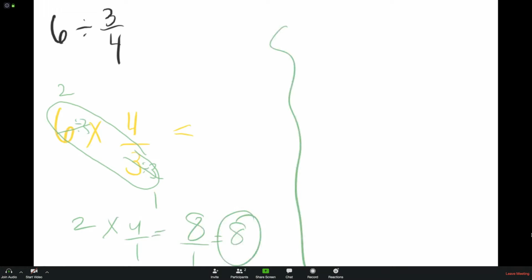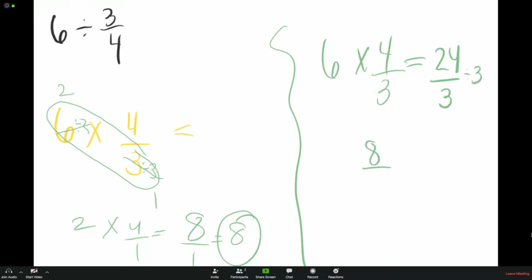or 6 times 4 over 3. You can simplify at the end. So 6 times 4 is 24, all over 3. It's improper. And another shortcut you can do is we can simplify this way and say, well, both numbers have 3 in it. So 8 on top, 1 on the bottom, and then it's just 8. Or just do the long division way, whichever one is easier for you.